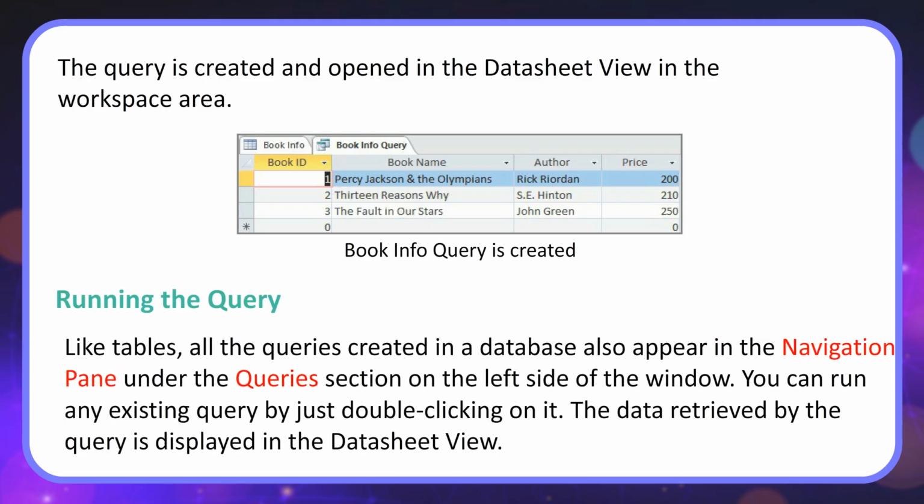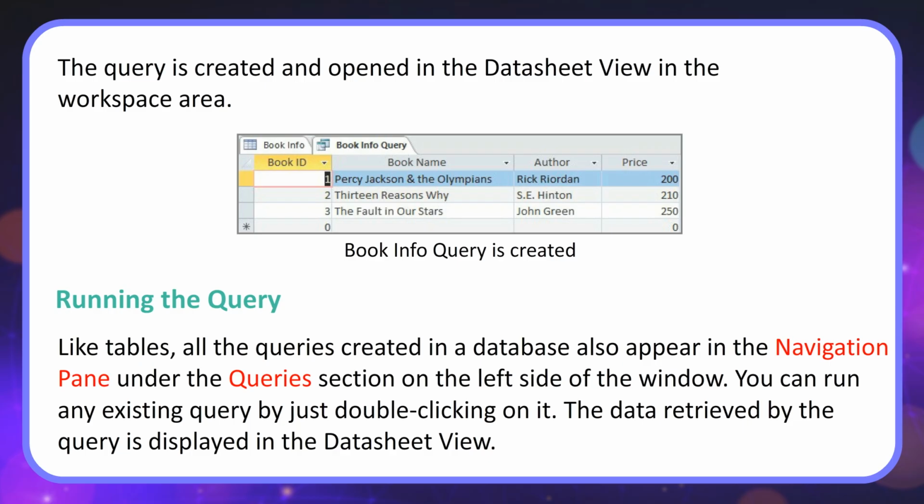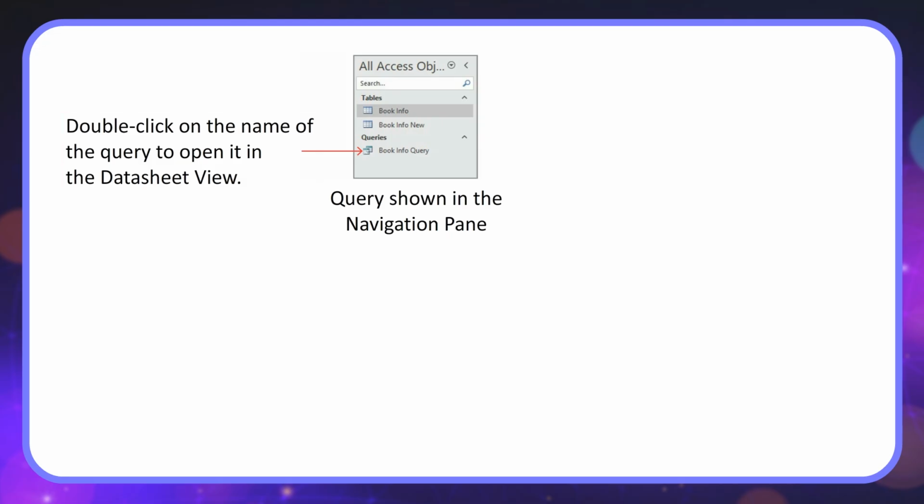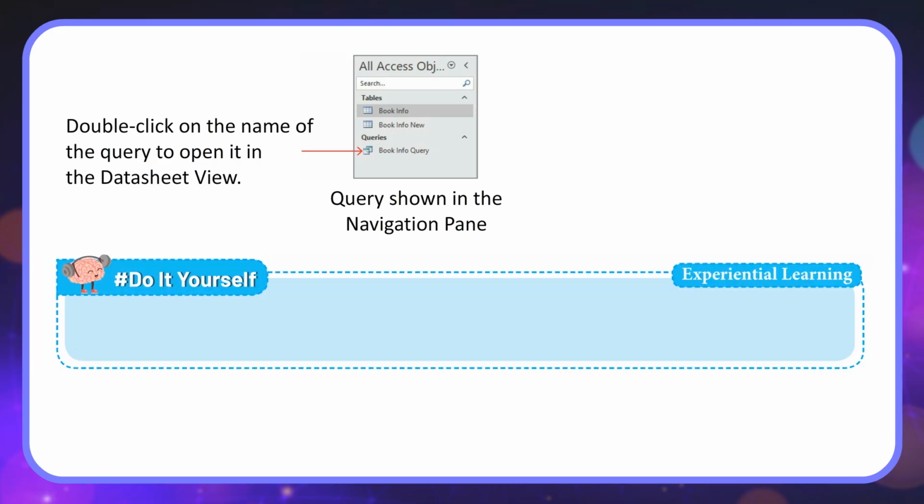Running the query. Like tables, all the queries created in a database also appear in the navigation pane under the Queries section on the left side of the window. You can run any existing query by just double-clicking on it. The data retrieved by the query is displayed in the datasheet view. Double-click on the name of the query to open it in the datasheet view. Query shown in the navigation pane.